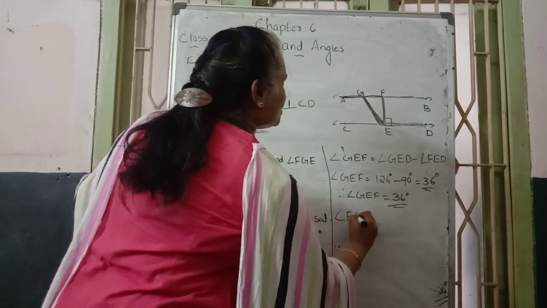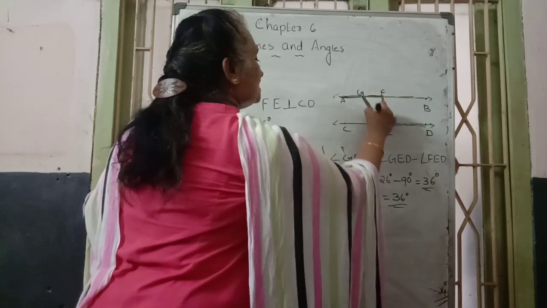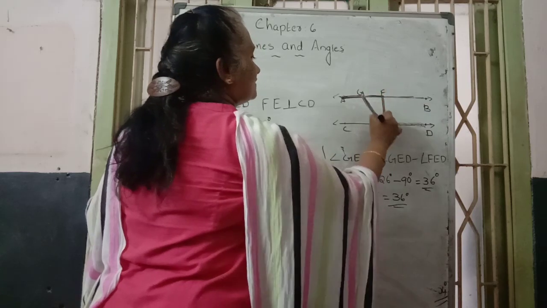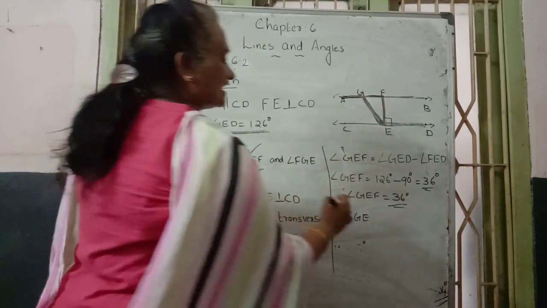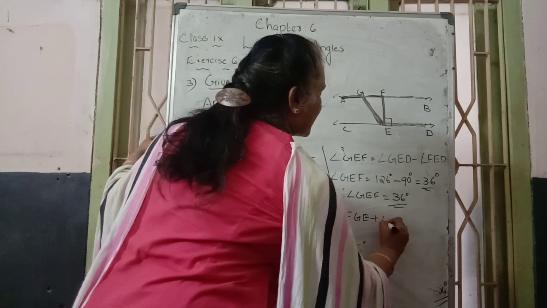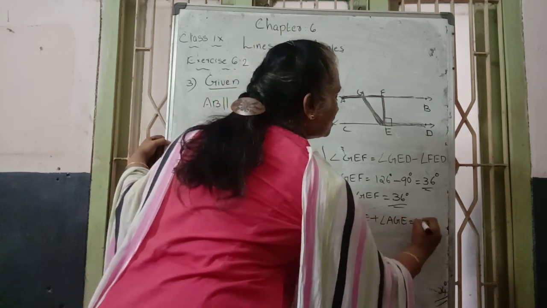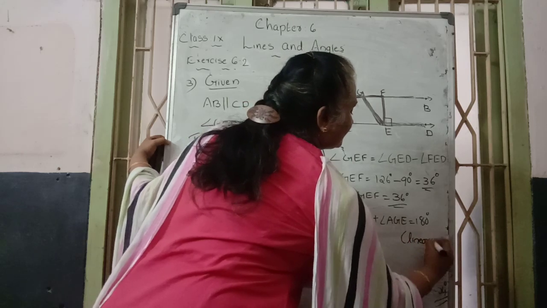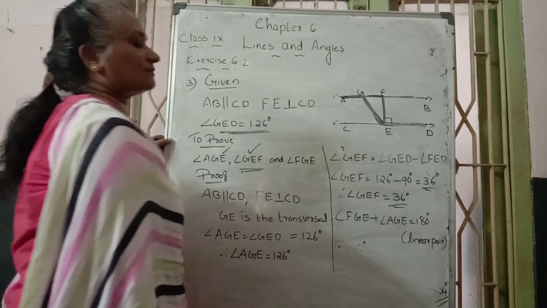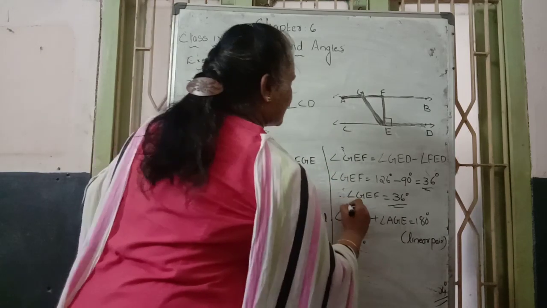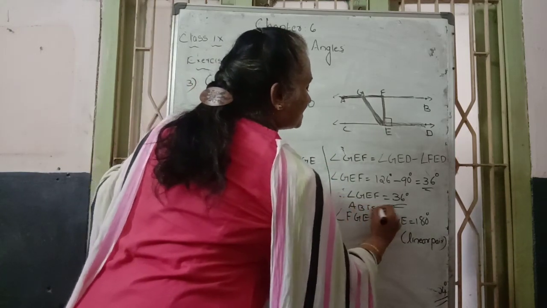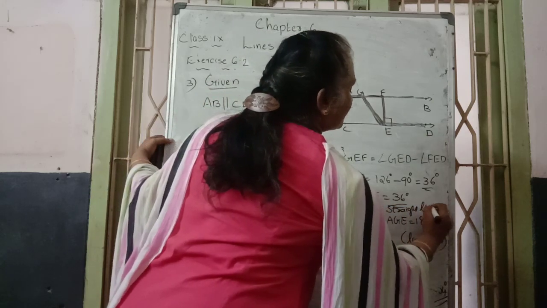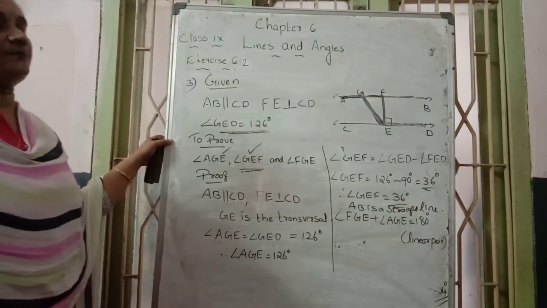So which are the angles they make? Angle FGE plus angle AGE, three alphabets for each angle, is equal to 180. The reason we write is linear pair property. AB is a straight line, they given that AB is a straight line. So the linear pair property is what we apply here.